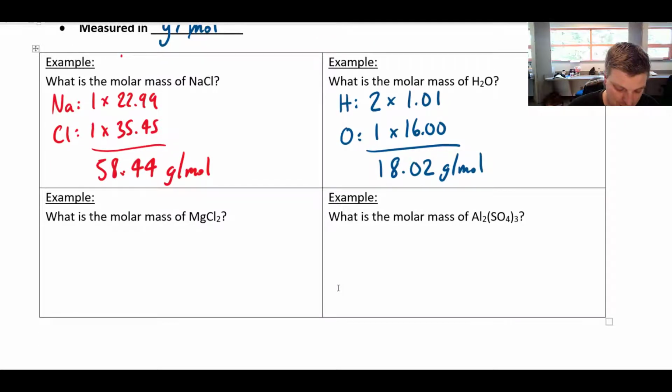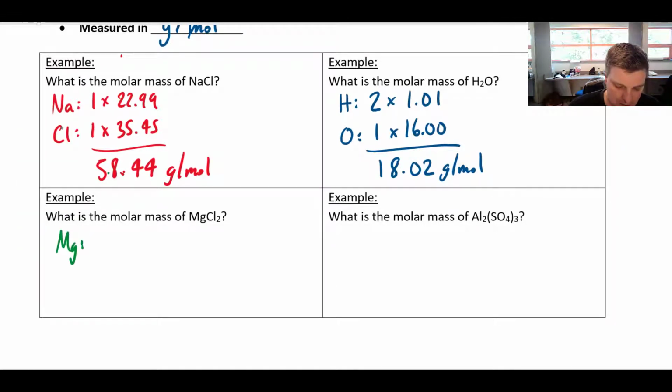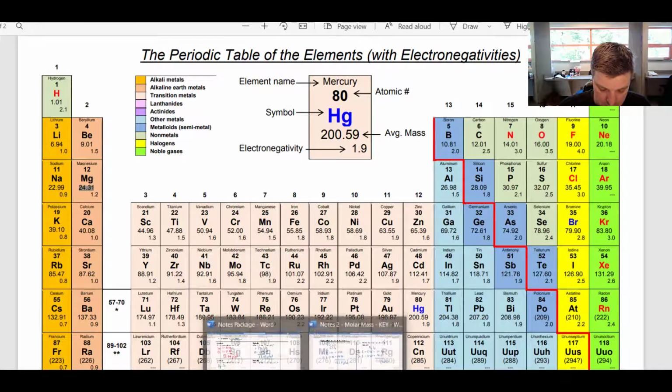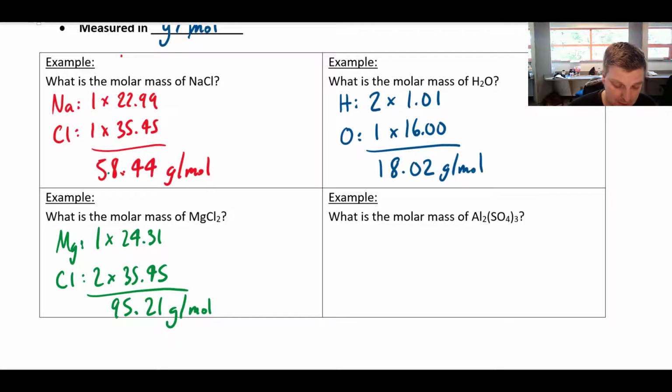All right, now, what's the molar mass of magnesium chloride? So for my Mg, I've got just 1. And for my chlorine, I've got 2. And so let's jump over to our table and check the molar masses. So magnesium, where are we, is over here, 24.31. And I remember chlorine is 35.45. So this is 24.31 and 2 times 35.45. Now when I add those all together, I end up with 95.21 grams per mole.